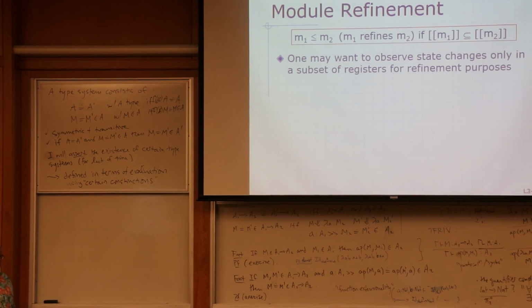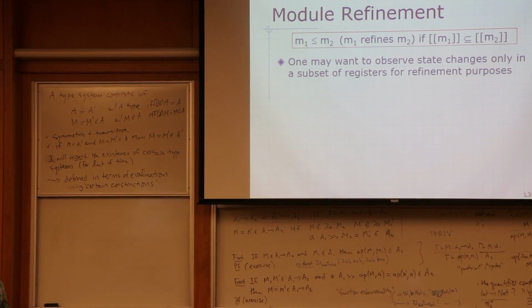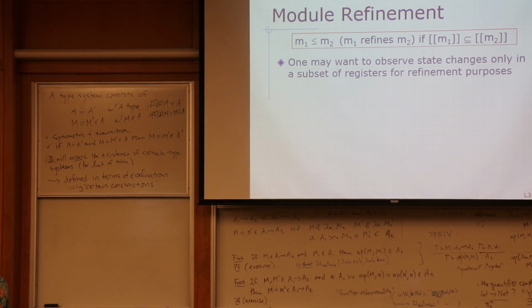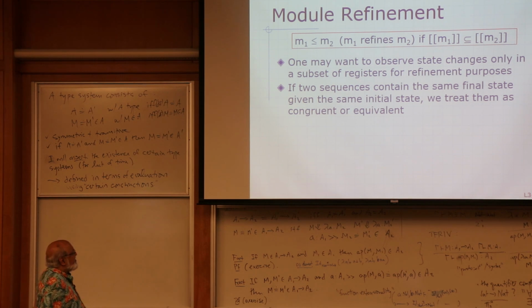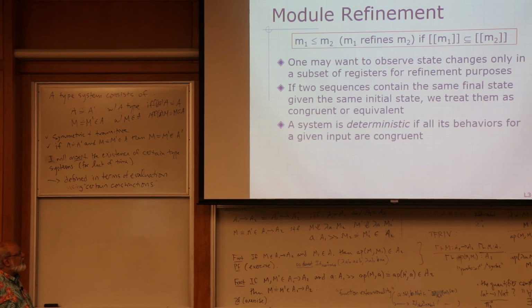Because our system is highly non-deterministic, and ultimately the hardware that will be generated will be absolutely deterministic, right? So it's picking some behavior for a given initial state. If two sequences contain the same final state, given the same initial state, we treat them as congruent with each other. So a system is deterministic if all its behaviors for a given input are congruent. This gives you some hint of the semantics of this. Is this meeting your intuition about this atomic rule stuff with guards and so on?